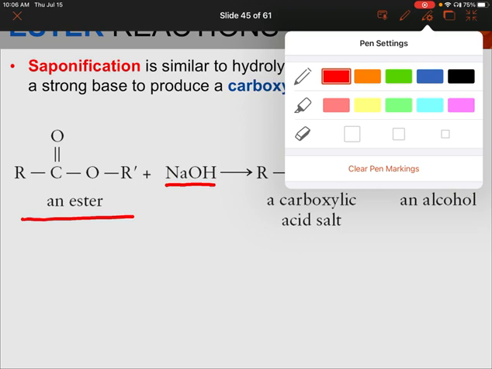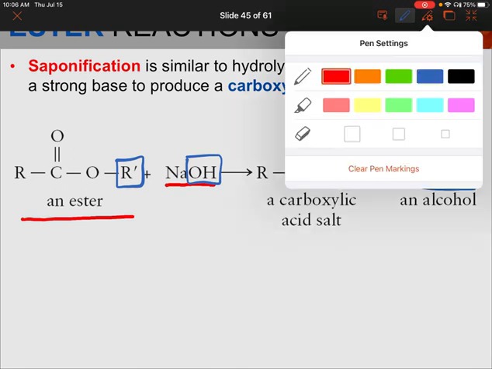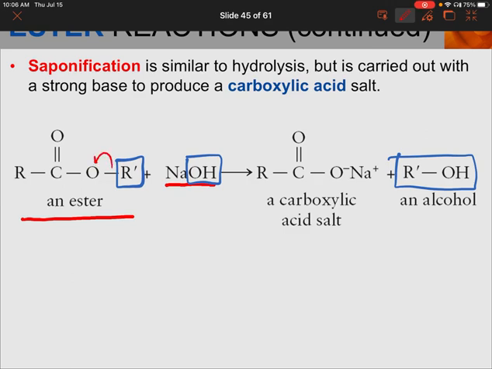What happens is the hydroxide is going to pair up with the alkyl group on the oxygen in the ester to create the alcohol. And then the shared electrons between oxygen and the alkyl group will be left behind to create a negative charge on oxygen. So sodium, which is positively charged, will team up with that negatively charged oxygen. So we get a carboxylic acid salt like we saw in the last video.